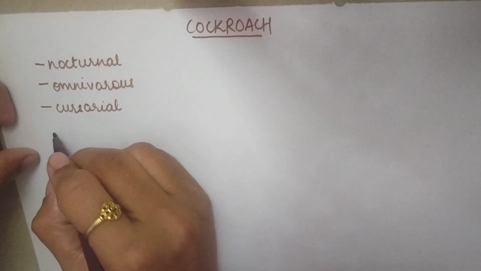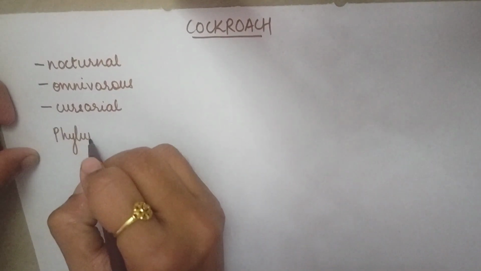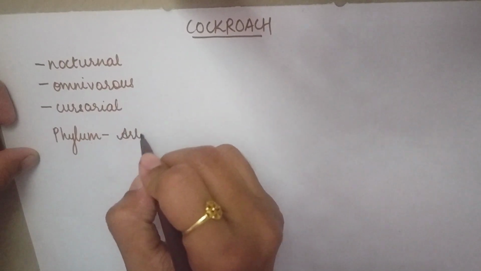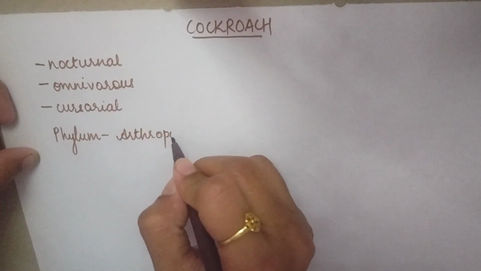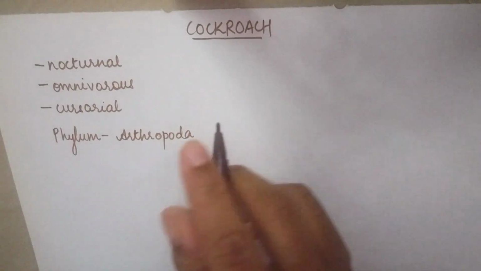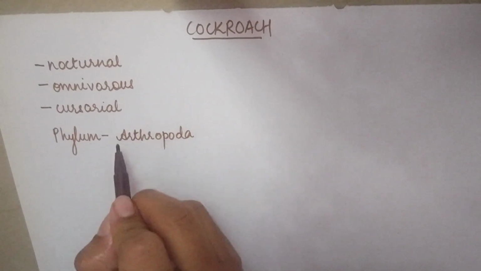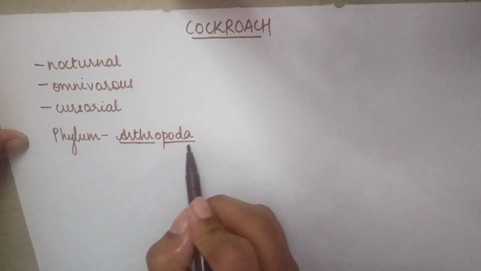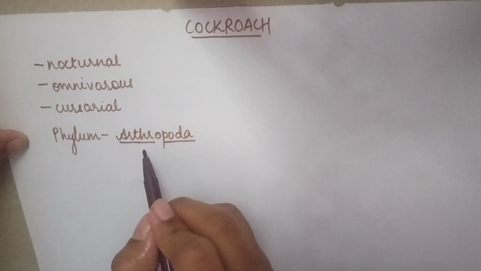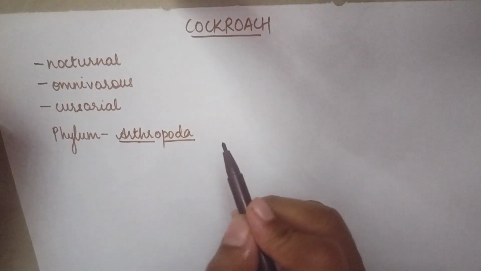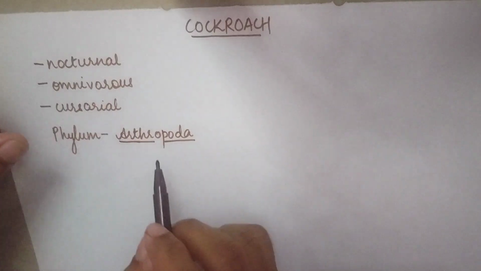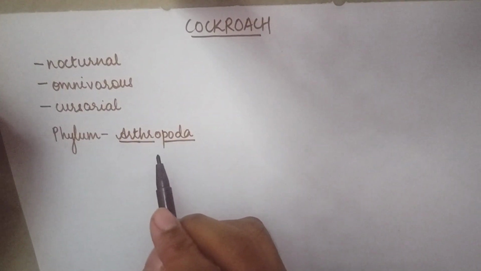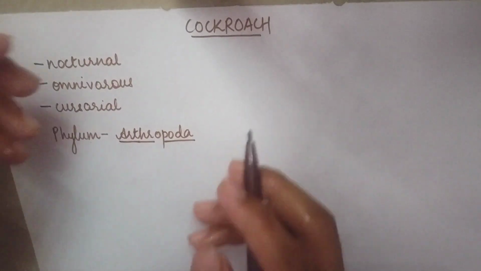Now the phylum of the cockroach. Which phylum does the cockroach belong to? It belongs to the phylum Arthropoda. If you know about animal classification, you will know about the phylum Arthropoda, which means jointed appendages. Poda means appendages, arthros means jointed. Similarly, cockroach also has jointed appendages. So it belongs to the phylum Arthropoda, the class Insecta, and the kingdom Animalia.